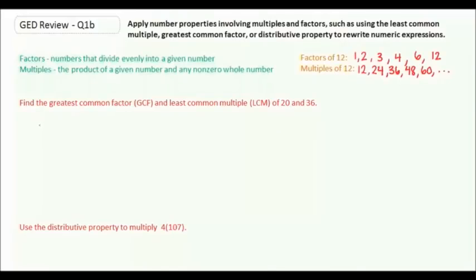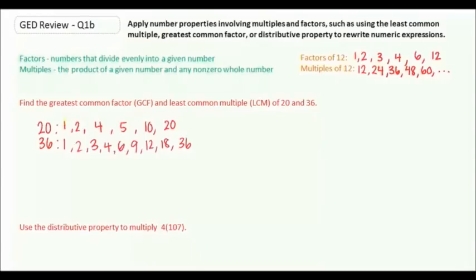So we are going to write down 20 and 36, and we're going to start by listing the factors for both of them. For 20, it'd be 1 and 20, 2 and 10, 3 doesn't go in, but there's 4 and 5. For 36, it'd be 1 and 36, 2 and 18, 3 and 12, 4 and 9, and then 6 times 6, so we only write it once.